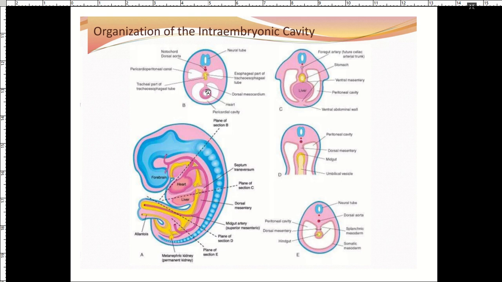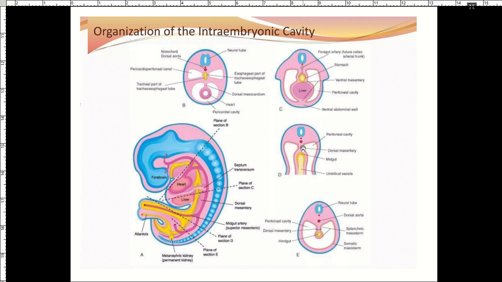And you can appreciate here that the heart is going to be suspended by what we call a dorsal mesocardium, and the gut tube is going to be suspended from the posterior body wall by what we call a dorsal mesentery. It's also very important. You can see this dorsal mesentery here. This is your gut, midgut, being suspended to your posterior body wall by a dorsal mesentery. So yeah, you're going to have your foregut.